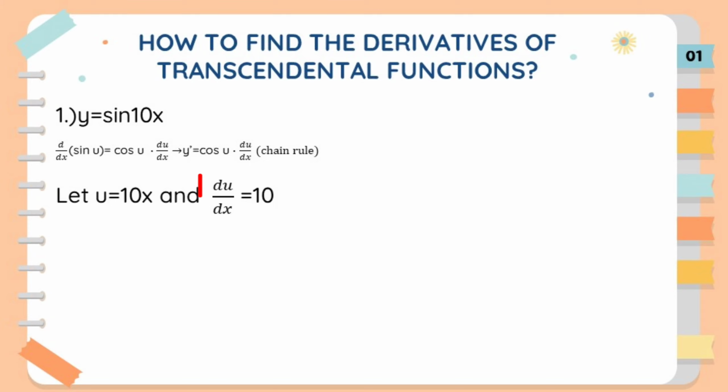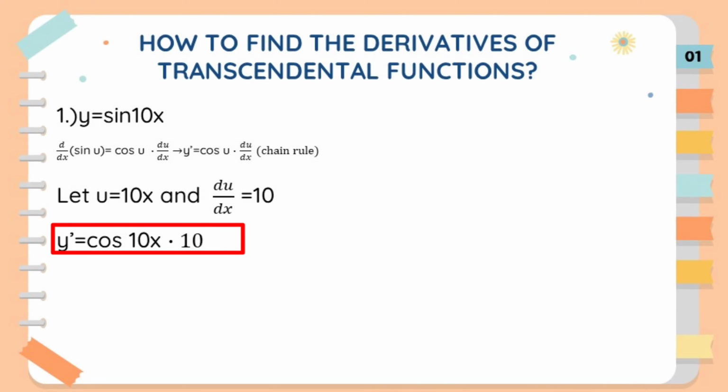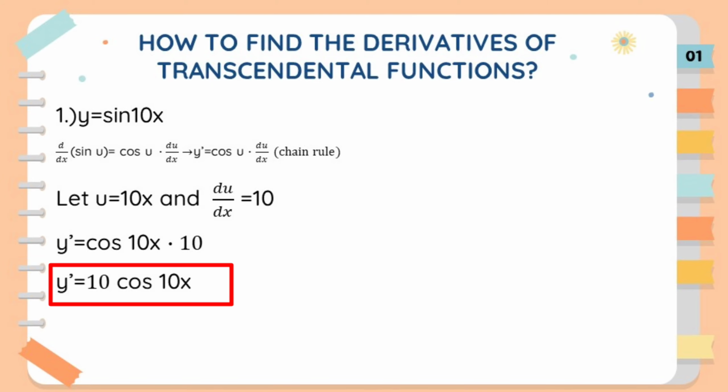If we're going to apply the formula for the derivative function of sine 10x, therefore, y prime is equal to cosine 10x multiplied by 10 is our derivative of sine 10x, which we can simplify or have another version as y prime is equal to 10 cosine 10x. So, this is how we use the derivative formula for sine 10x, and now we use the chain rule in the process. Now, let's go ahead and answer number 2.